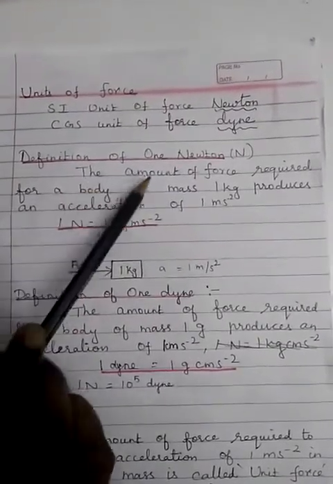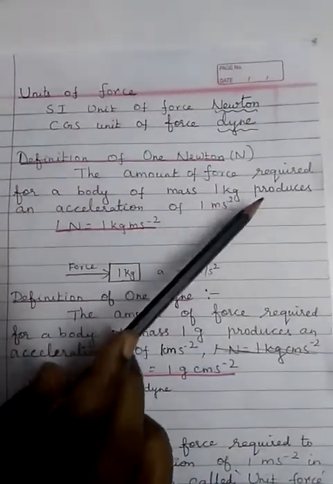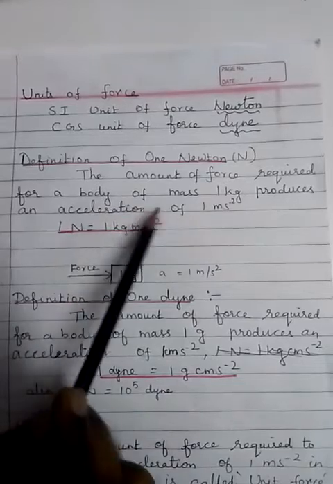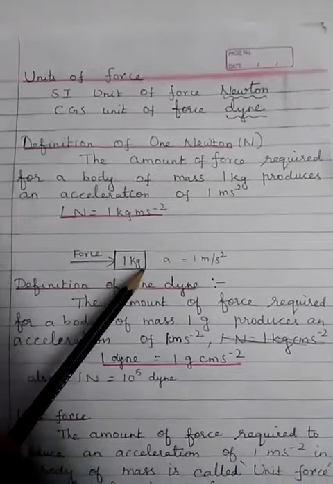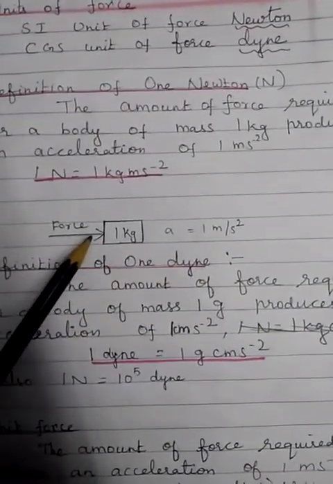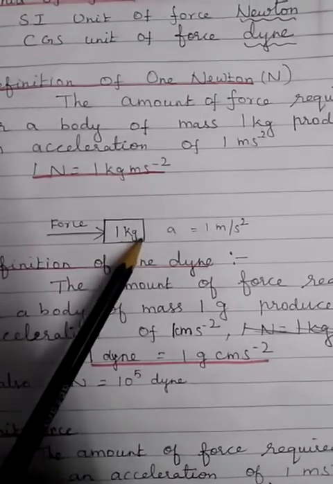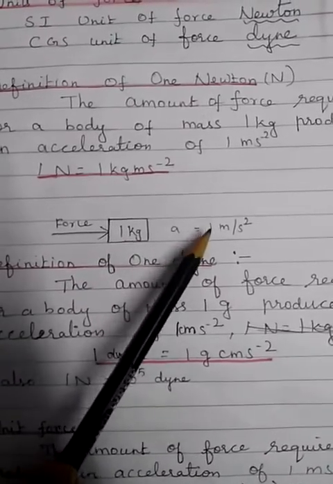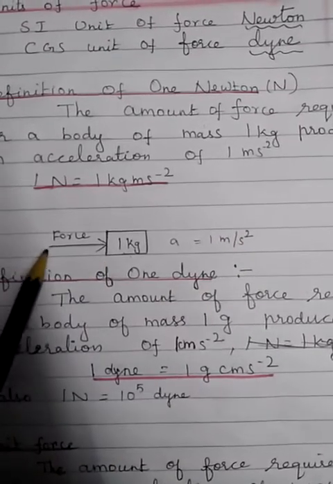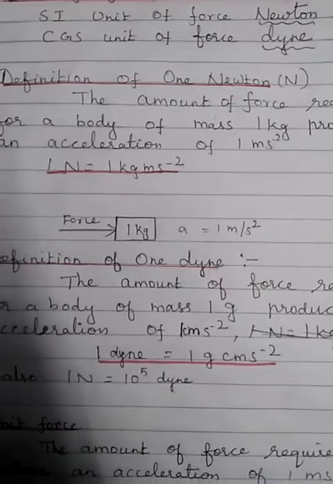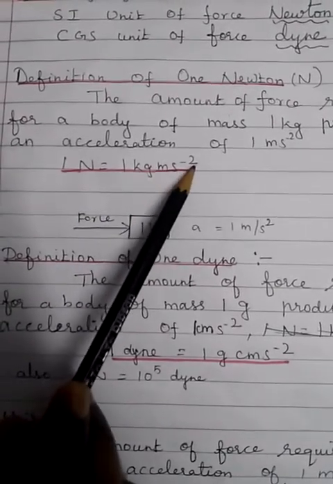Listen. The amount of force required for a body of mass 1 kilogram to produce an acceleration of 1 meter second power minus 2. A 1 kilogram object is there, and a force acts on the object. What happened? The object starts to accelerate, isn't it? The acceleration is equal to 1 meter per second squared, which means that force is said to be 1 Newton. So 1 Newton is equal to 1 kilogram meter second power minus 2.